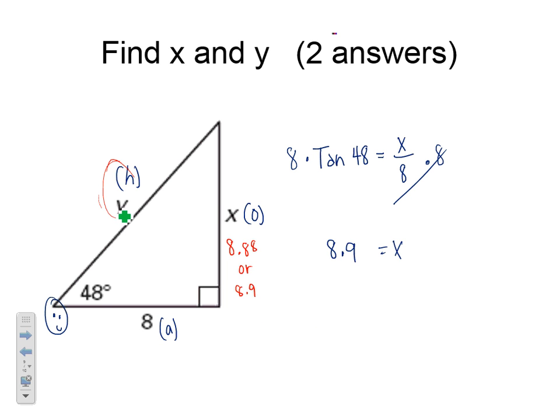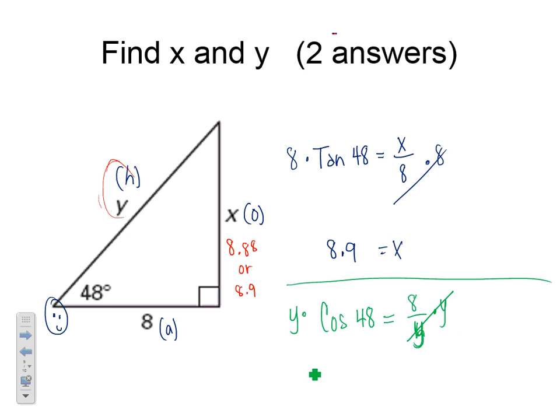So now to find the third side, I'm going to use a over h, which is cosine. So then I've got the cosine of 48 is equal to a over h, or y, if you want to call it y. Multiply both sides by y. Y's cancel. I have y times cosine of 48 is equal to 8. Divide both sides by cosine of 48.